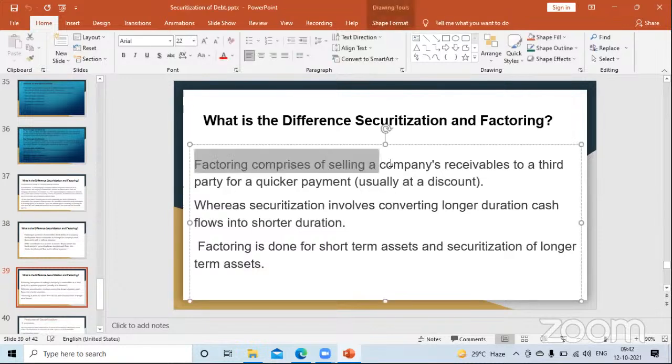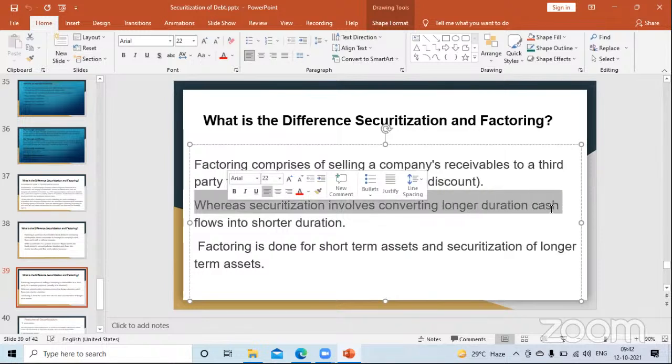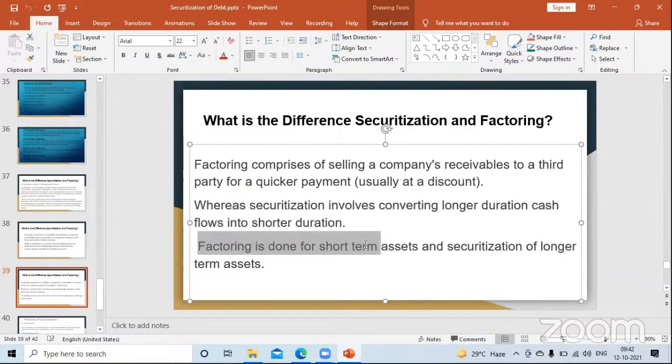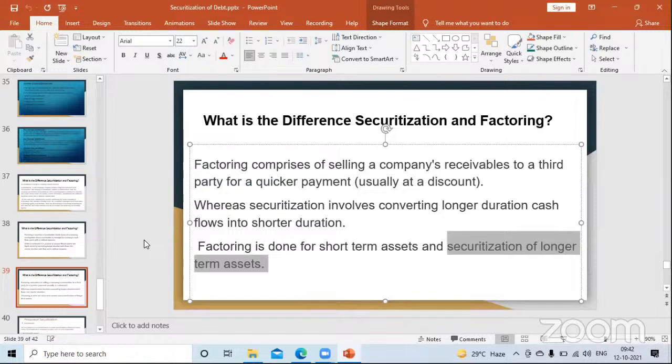Next, factoring comprises selling of a company's receivables to a third party for quicker payment, usually at a discount. Whereas securitization involves converting long-term duration cash flows into short-term duration. Because long-term means assets, land and building, plant and machinery, long-term loans. And short-term duration means securities, shares, debentures, bonds, etc. Factoring is done for short-term assets like receivables, debtors, and bills receivable. Whereas securitization is done for longer-term assets like land and building, long-term loans, mortgaged assets.